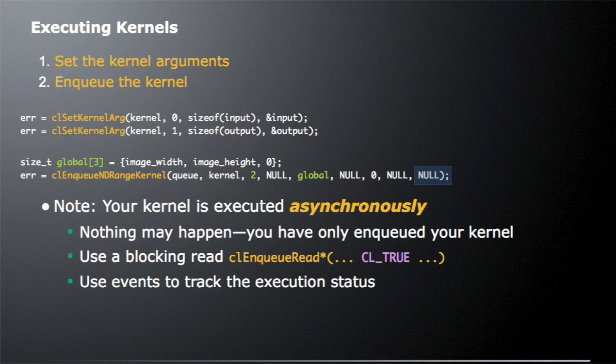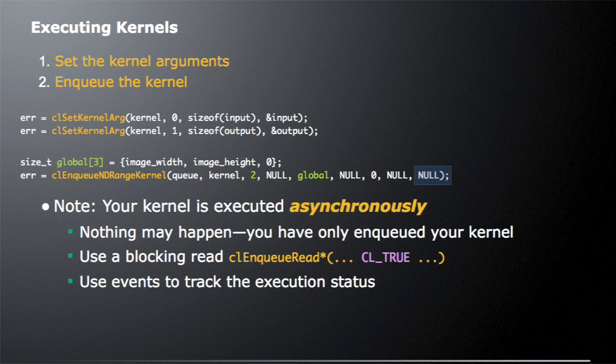The first argument is the queue, so that's the particular queue we want to enqueue work to. The second argument is the actual kernel that we're enqueuing. The third argument in this case is the dimension of the global domain. Again, we're doing a 2D image, so we're going to tell it 2. The next argument we're not going to use. And then finally, the next argument is global, and that's the size, the width and height, of our domain. We're passing in the width and height of the image that we're processing. The rest of the arguments are default for this simple case. We'll talk a little bit more about events later, and that's when we'll be using those last arguments.